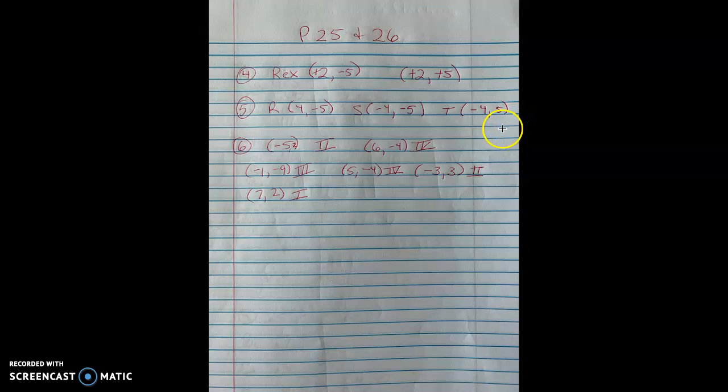On question number 6, negative 5, positive 2 is in quadrant 2. Negative 1, negative 9 is in quadrant 3. Positive 7, positive 2 is in quadrant 1. Positive 6, negative 4 is in quadrant 4. Positive 5, negative 4 is in quadrant 4. And negative 3, positive 3 is in quadrant 2.